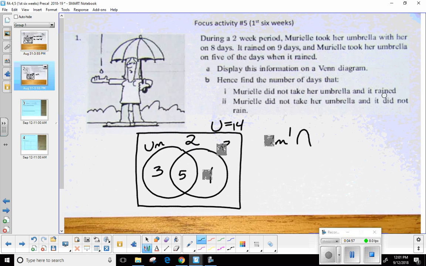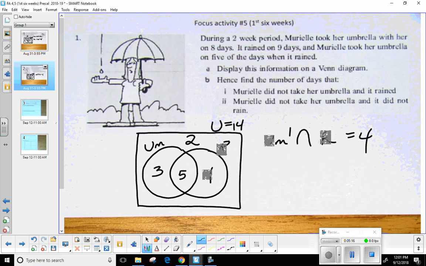And then it rained. So I'm going to go ahead and say R. So let's see. What would be the intersection of her not taking her umbrella and it raining? It would just be 4. Yeah, that makes sense. There are 4 days when it rained, but she did not have her umbrella.